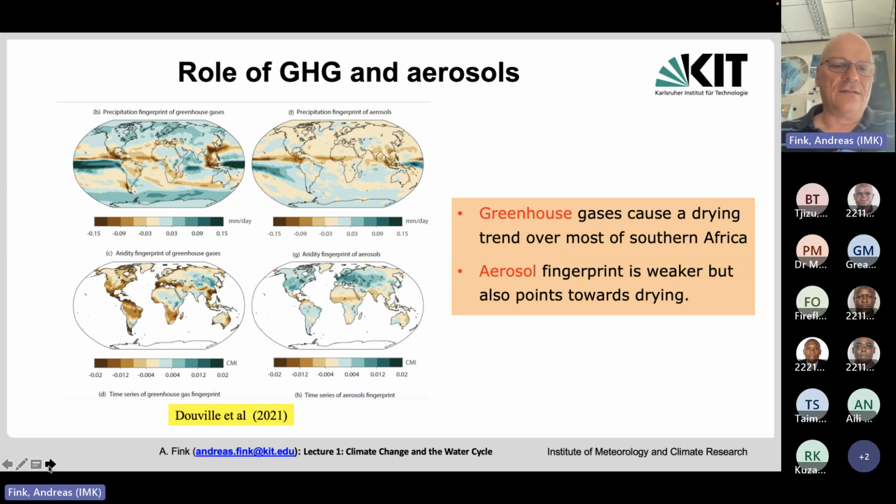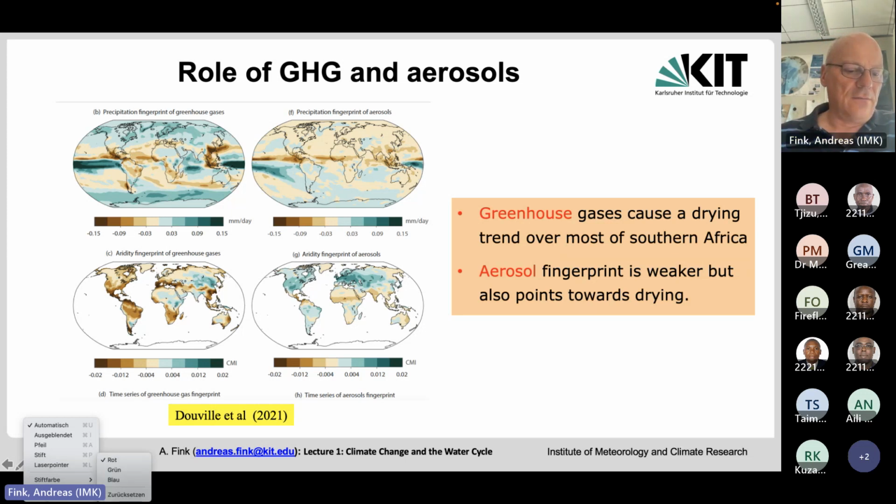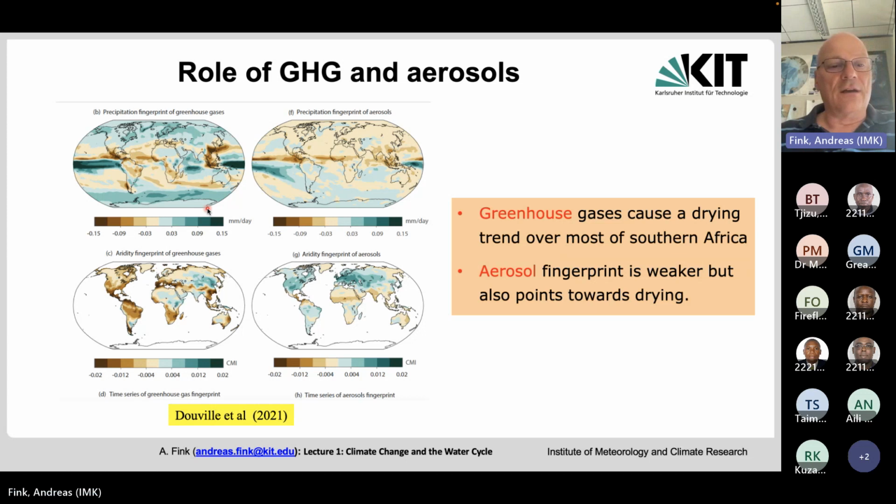So what you see here is from the IPCC report again. Here I'm going to the laser pointer. So here you see the so-called fingerprint of greenhouse gases on recent changes in rainfall. And that is of aerosols. There is another measure here, aridity. Basically, it is precipitation minus the atmospheric evaporative demand, so a little bit of P minus E.